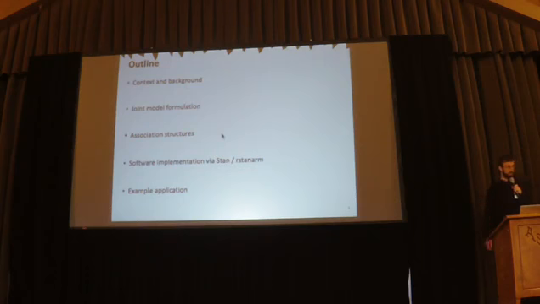So just briefly, an outline of the talk. I'll give a bit of context and background, and then I'll describe more the formulation of a shared parameter joint model, and more explicitly describe some of the association structures. I'll then describe the software implementation I've been working on for these models, and provide a few slides showing the functionality using an example application.